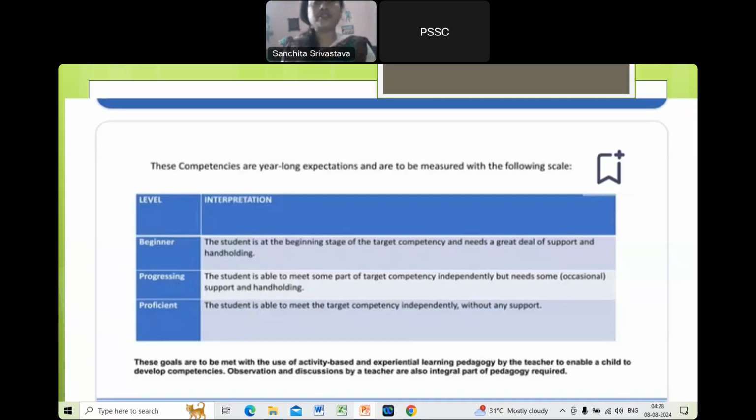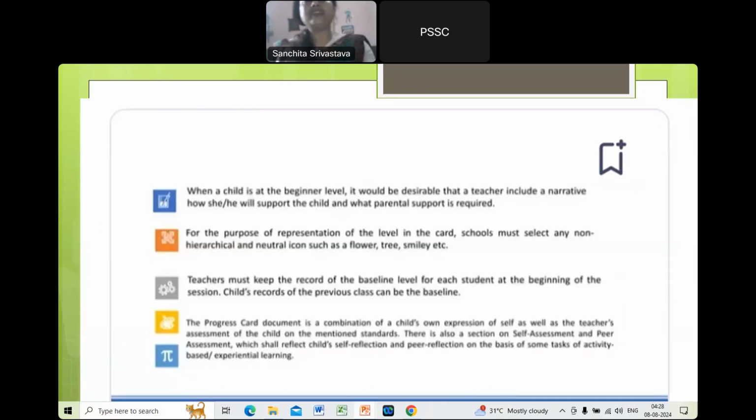Observation and discussion by a child are also an integral part of the pedagogy required. Now, finally, when a child is at the beginner level, it would be desirable that a teacher includes a narrative of how she will support the child and what the parental support is. That is actually in the domain of the teacher who is taking care of the child's progress, that he or she should clearly mention that these are the weak areas where focus should be.